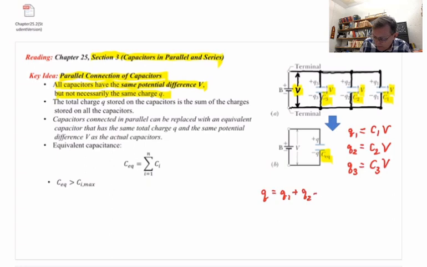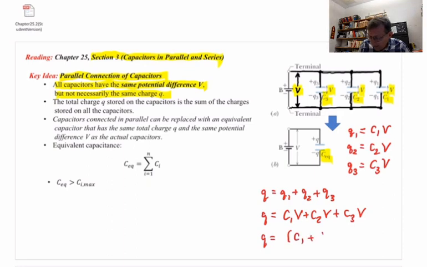The charge on the equivalent one, Q, is the sum of the charges stored on the original three, Q1 plus Q2 plus Q3. But then for the Qs, we put in the appropriate C times V for each one that I just wrote down. But then note, they have the same V because they are in parallel, so I can factor it out. And then I see that I can just call this sum, C1 plus C2 plus C3, the equivalent capacitance of the single capacitor you see in the second diagram.